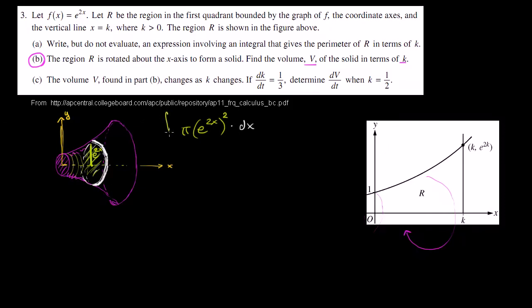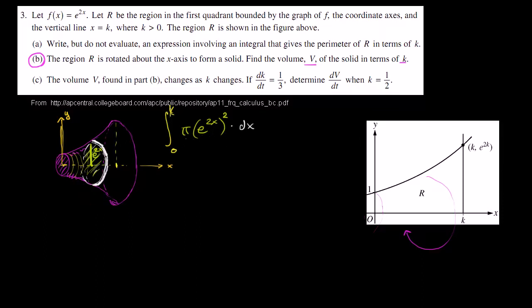So essentially we're just going to take the sum of all of these from x equals 0 all the way to x equals k, because this right over here is x equals k, and this is x equals 0. We take the sum of all the disks, and we will get our actual volume. So we can actually evaluate this integral analytically.